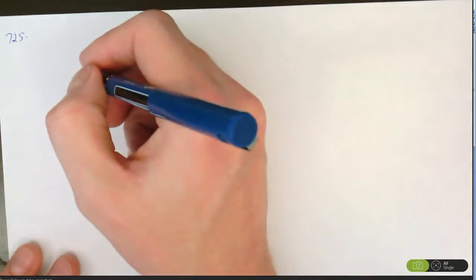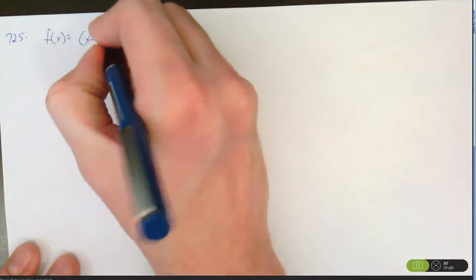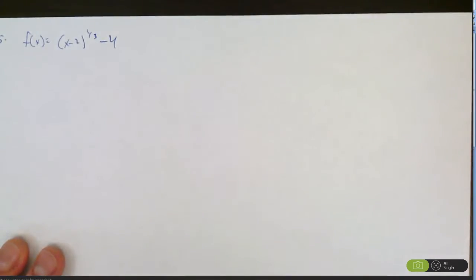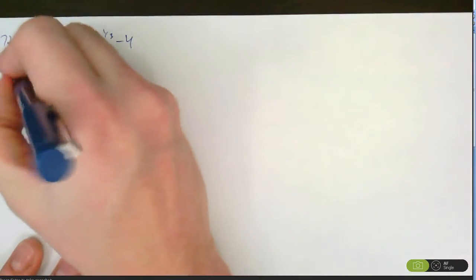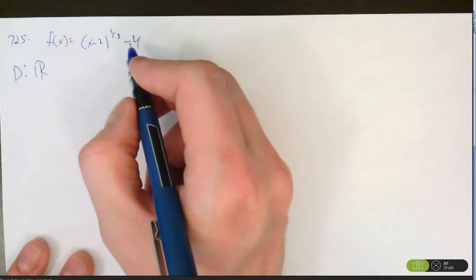Now, number 725. Okay, I said extrema and inflection points. So 725 is f of x equals (x minus 2) to the 1/3 minus 4. Now we're not going to graph this because the points for this kind of get insane. But we do need to know the domain anytime we do extrema and inflection points. And this is a cube root function, so the domain is all reals.